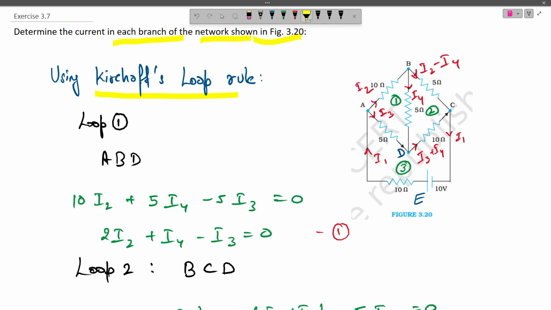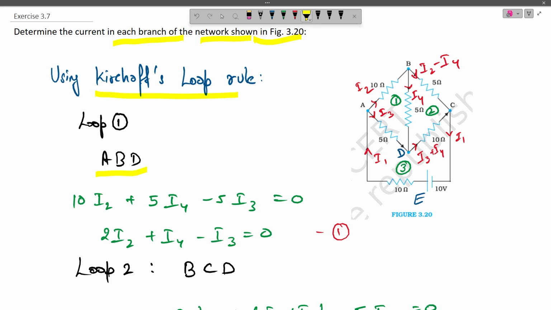We have decided to go with 3 loops. The first loop is A, B and D. The second loop is B, C and D, and the third loop is A, B, C and E, that is this outer loop. So in the first loop, that is A, B, D, we see that we have assumed the current in this direction from A to B. So the potential difference is going to be positive from A to B because the current is flowing from A to B.